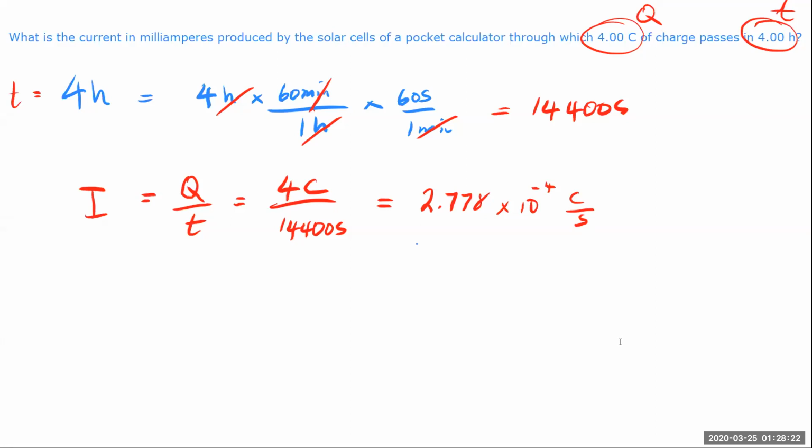Okay, and this is the same as 0.277 or 0.278 milliamps. Okay, so you can write this as 0.2778 times 10 to the minus 3 coulombs per second or amps. But 10 to the minus 3 is milli. Okay, so if you see it written in either format, don't be confused. It's exactly the same thing.